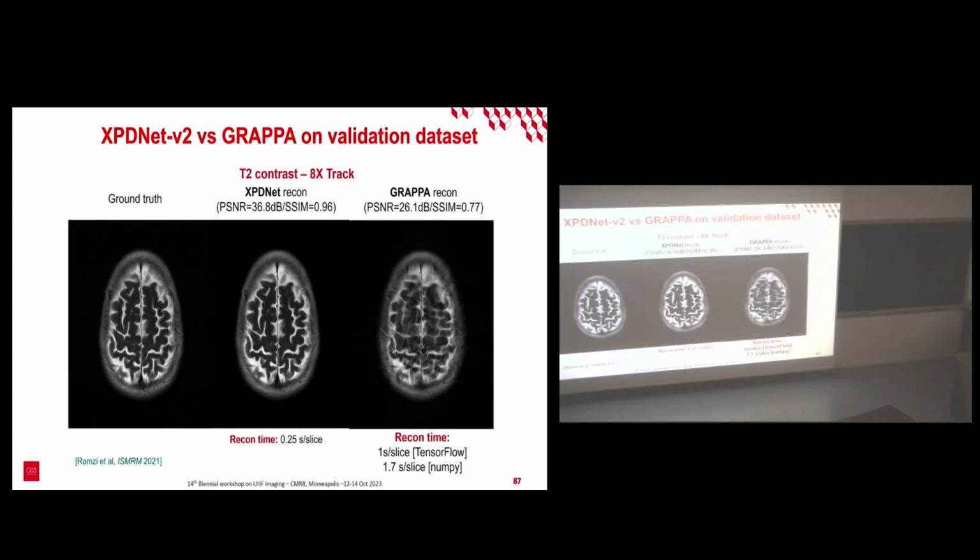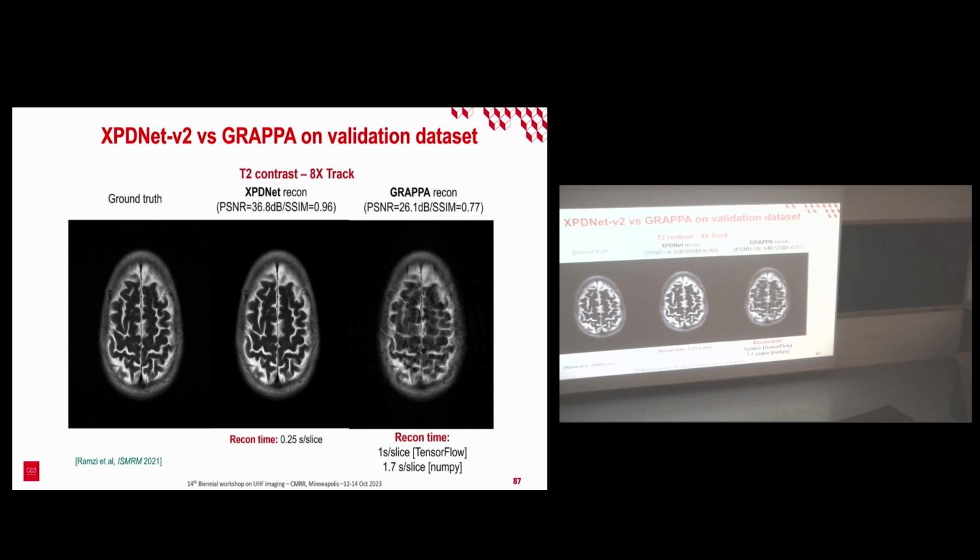And what I would like also to show you is a comparison between this deep learning solution and the usual linear reconstructions that are implemented at the console on the scanner itself. This is an example we did, still on the validation dataset, between our XPDNet recon with these figures, and the GRAPPA recon. At this acceleration rate, you see instantaneously the benefit of using this solution in comparison with that one.